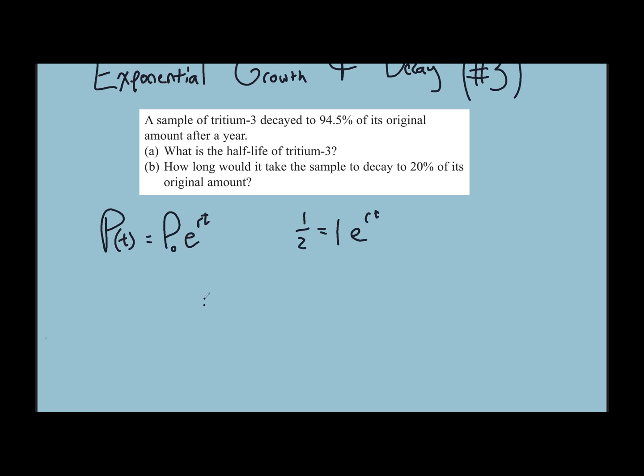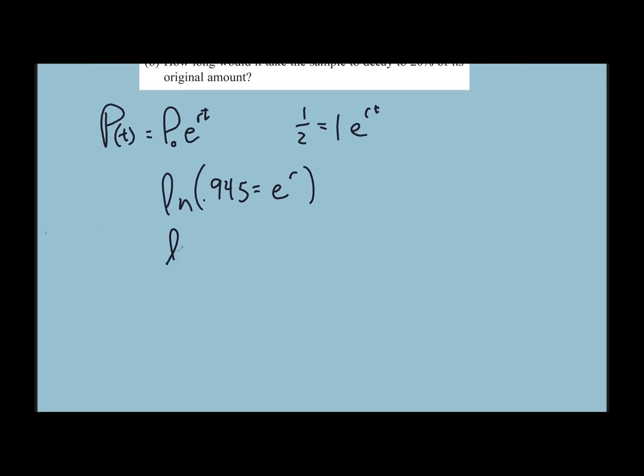So let's use that. We'll do 0.945 equals, and it's going to be 1 because the original amount is 100%. So we'll just say e to the r t, and the t is 1 year, so t is 1. So it's really just e to the r, right? If I take the natural log of both sides, then we're going to get ln of 0.945 equals ln of e to the r. And the r comes out of the natural log, and the natural log of e is 1. So you get that the rate is equal to the natural log of 0.945.